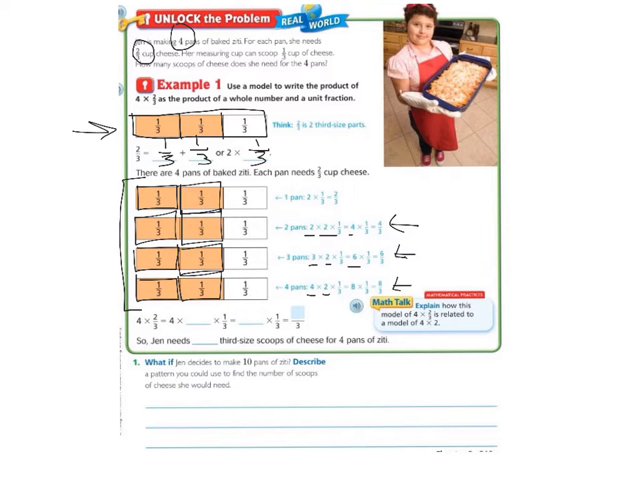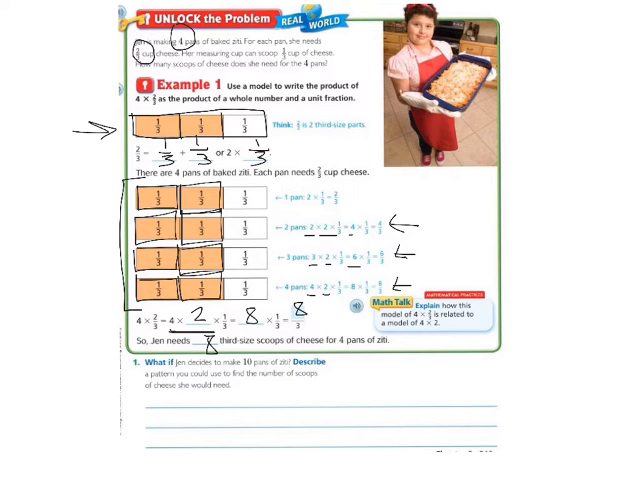So 4 times 2/3 is the same as saying 4 pans times 2 1/3s in each pan, which gives me 8. 2 times 4 is 8 times 1/3, which gives me 8 thirds. So Jen needs 8 scoops of 1/3 cup size of cheese for her 4 pans of ziti.